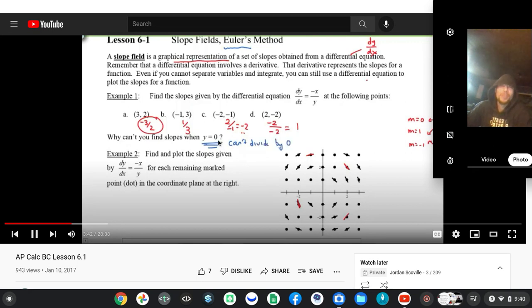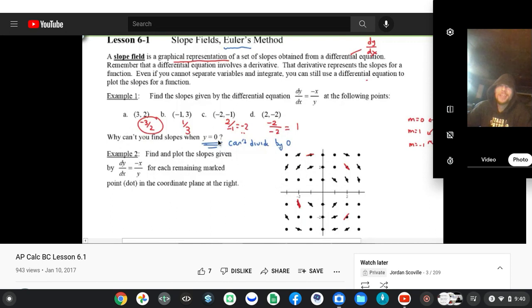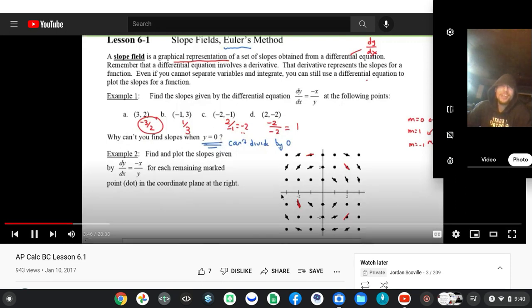Okay, so example number 2, I'm asking you to plot. You're telling me I'm supposed to find all these points on the coordinate plane. Okay, well it's right here. So you see how these dots go.